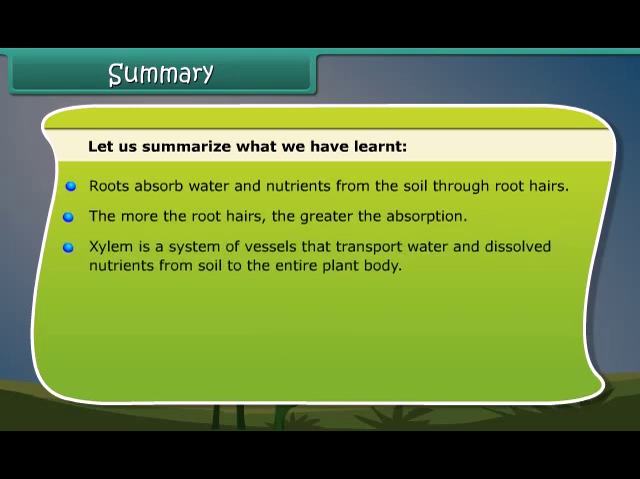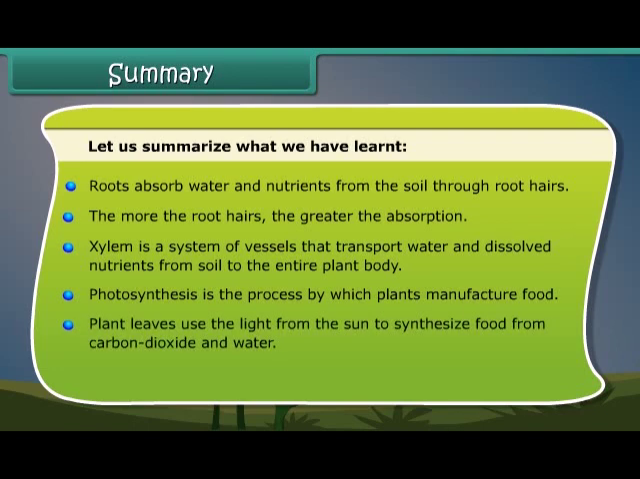Xylem is a system of vessels that transport water and dissolved nutrients from soil to the entire plant body. Photosynthesis is the process by which plants manufacture food. Plant leaves use the light from the sun to synthesize food from carbon dioxide and water. Sugar and oxygen are the end products of photosynthesis.